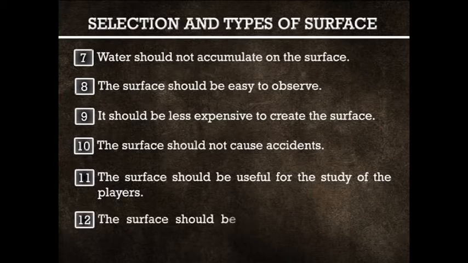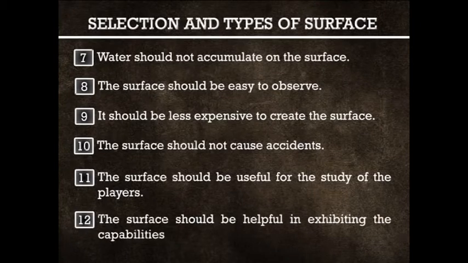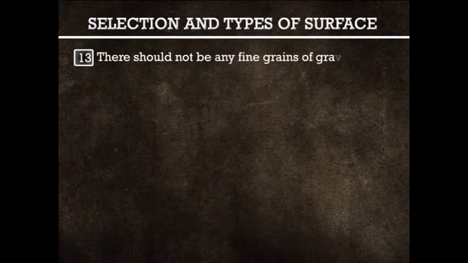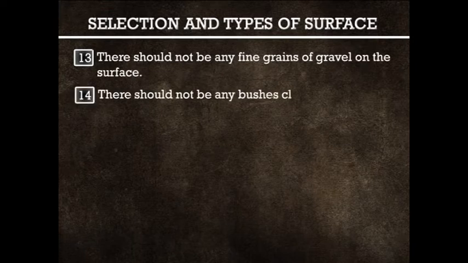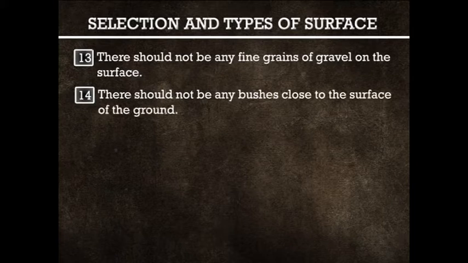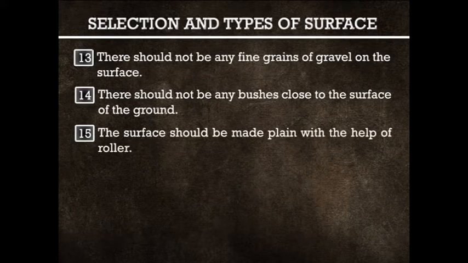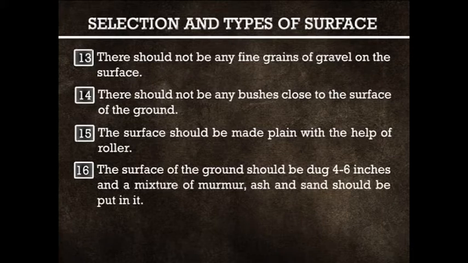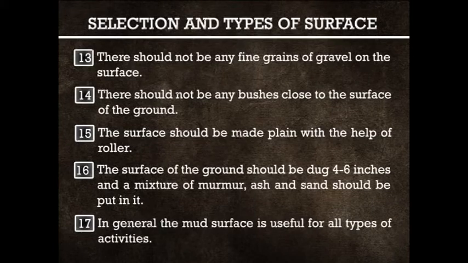12. The surface should be helpful in exhibiting the capabilities. 13. There should not be any fine grains or gravel on the surface. 14. There should not be any bushes close to the surface of the ground. 15. The surface should be made plain with the help of a roller. 16. The surface of the ground should be dug 4 to 6 inches and a mixture of murum, ash and sand should be put in it. 17. In general, the mud surface is useful for all types of activities.